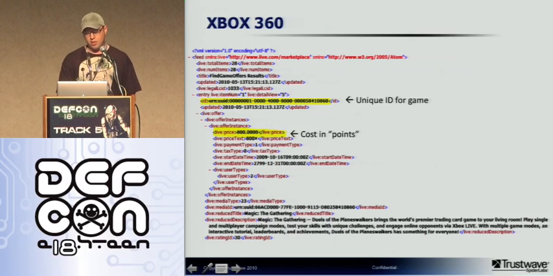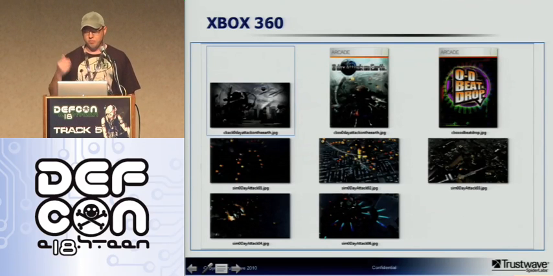Here, the first thing to note that's highlighted is the unique ID for the game. I'll elaborate on that when we get to the hard drive analysis. And then there's a cost in points. They have a point system when you buy on Xbox Live. You don't just give a credit card number and buy stuff. You have to buy points and then spend the points to get what you want. And again, just like any other PCAP dump, you're going to get images that you can extract.